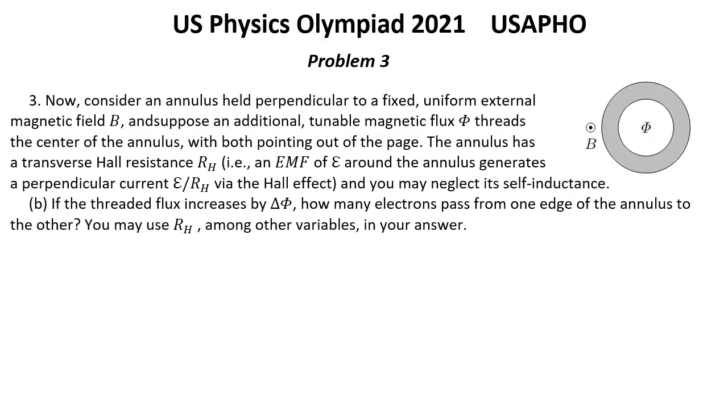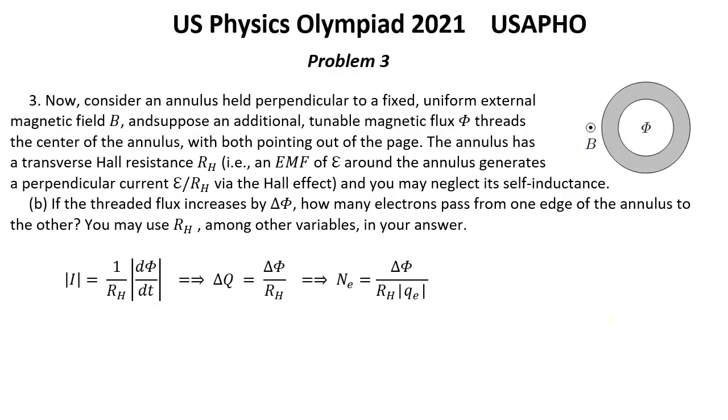Question B. If the threaded flux increases by delta F, how many electrons pass from one edge of the annulus to the other? You may use R_H among other variables in your answer. Solution. We have current equal to 1 over R_H multiplied by the absolute value of delta F over delta t. It means that total charge equals the change of total flux over R_H. It means that the number of electrons will be delta F over R_H multiplied by the charge of the electron. That was the solution for question B.